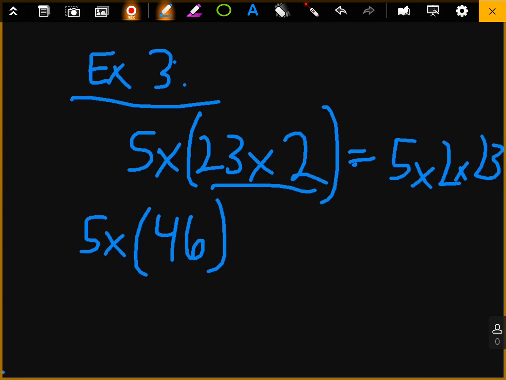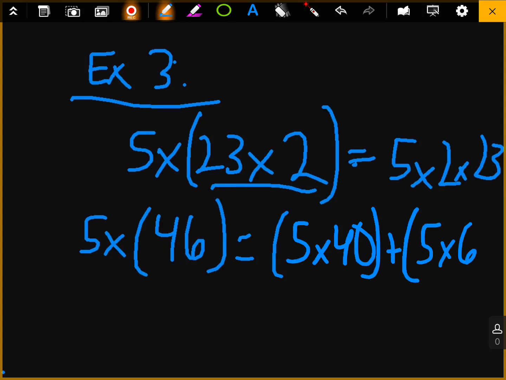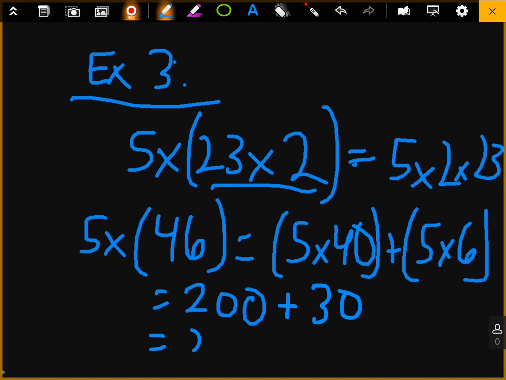And I say, oh, okay, that's the same as 5 times 40 plus 5 times 6, right? I know 5 times 40, 5 times 4 is 20, plus that extra 0 means it's 200. 5 times 6 is 30, so 230. Or, if you want to do it easier using that commutative property, you could have just done 5 times 2 here, you would have gotten 10. 10 times 23 is 230. So that's how we use properties.